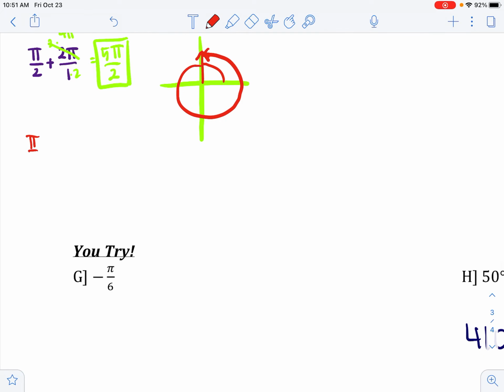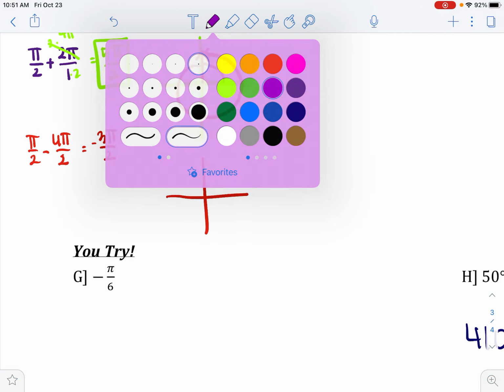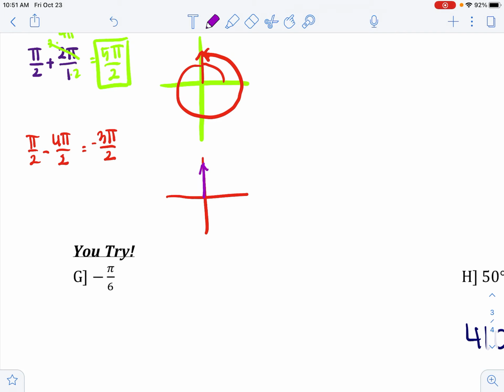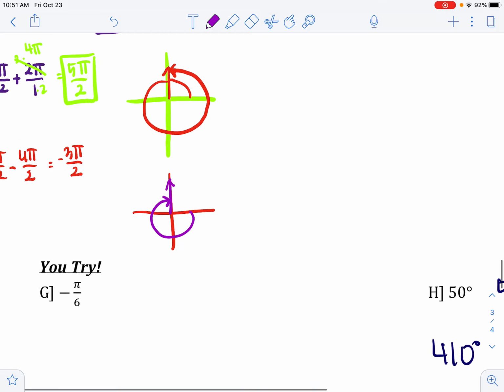Now I can do pi over 2 minus 2 pi. Remember, I already got a common denominator, which was 4 pi over 2. So that is negative 3 pi over 2. Now to show that, my terminal side is going to be there no matter what. Go to your positive x-axis, this time going in the negative direction.